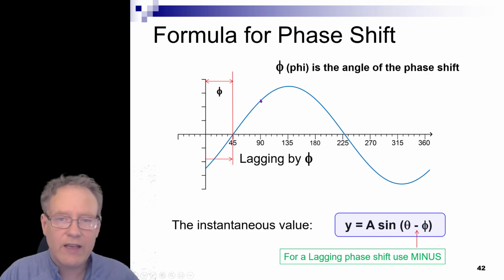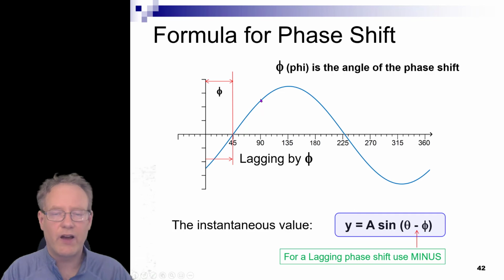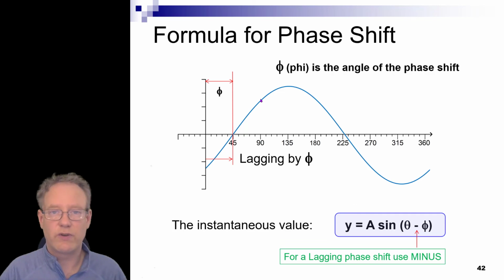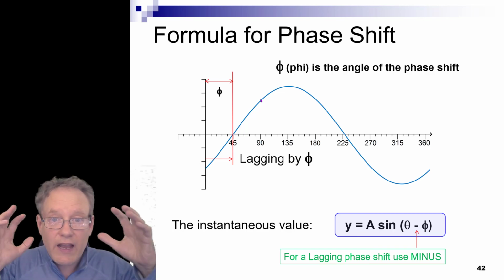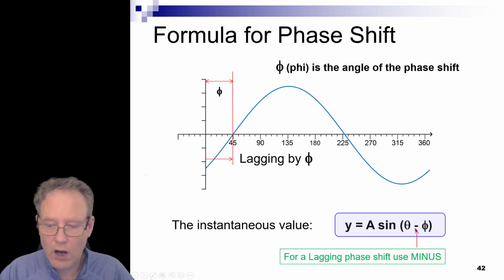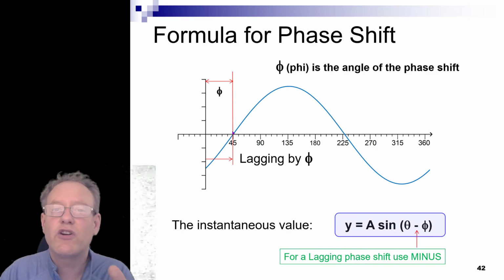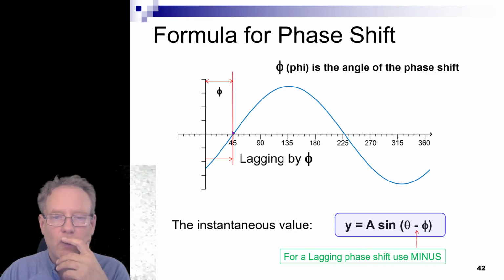And the way I do the calculation exactly is I find whether it's leading or lagging, and I put a positive or a negative in there. So it's theta plus phi, or theta minus phi. In this case, all I'm doing is putting a minus in because it's lagging, because it's further in time. Okay, good. So that's what that's all about.